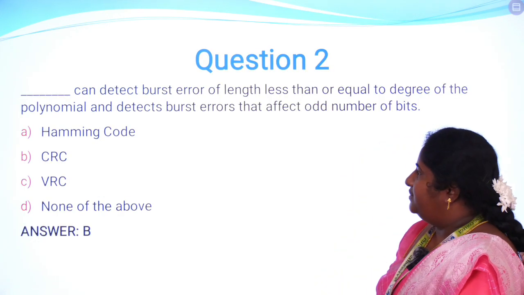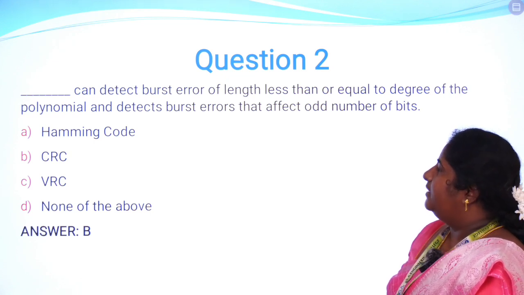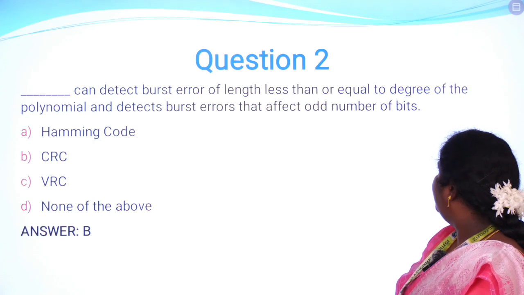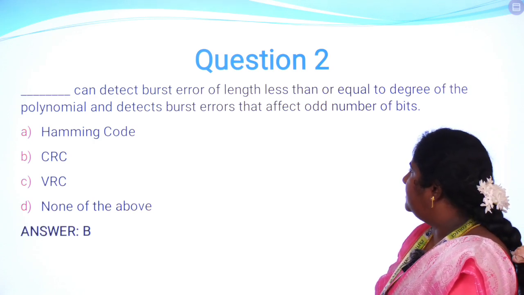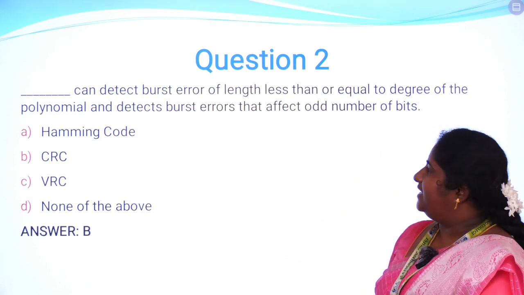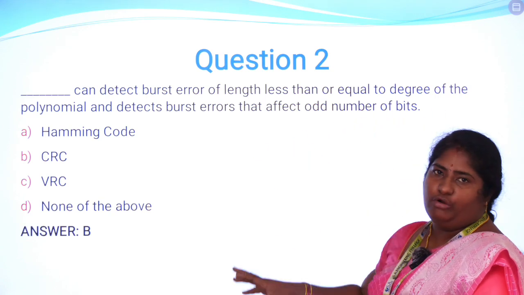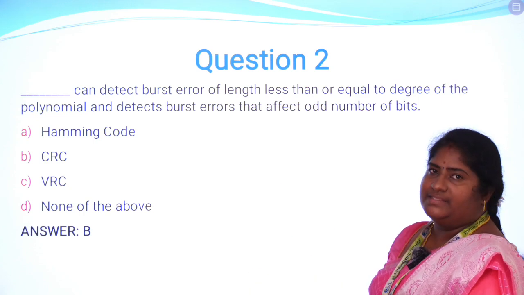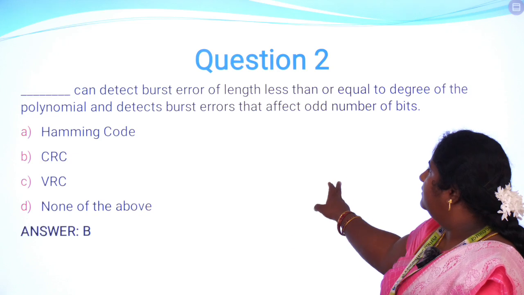So let us come to question 2. The question is, dash can detect burst errors of length less than or equal to the degree of the polynomial, and it can detect burst errors that affect an odd number of bits. So the correct answer is cyclic redundancy check. Whenever we come across the degree of polynomials, it means that we are going to use a cyclic redundancy check. So the correct option is B, cyclic redundancy check.